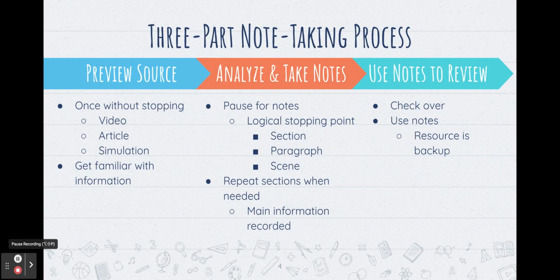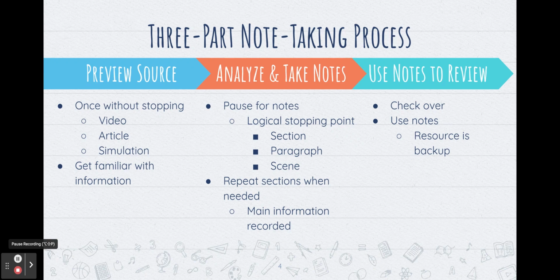Okay, we recommend a 3-part note-taking process. If you haven't done this before, it can be kind of confusing, but it's super helpful. You actually have to go through each source 3 times. The nice part is, in the first time, if you're not loving the source, you can go on and find a different one. The first step is you preview the source, which means you go all the way through it first without stopping. If it's a video, an article, or a simulation, you run it through all the way once without doing anything else. All you are doing is getting familiar with the information at that point.